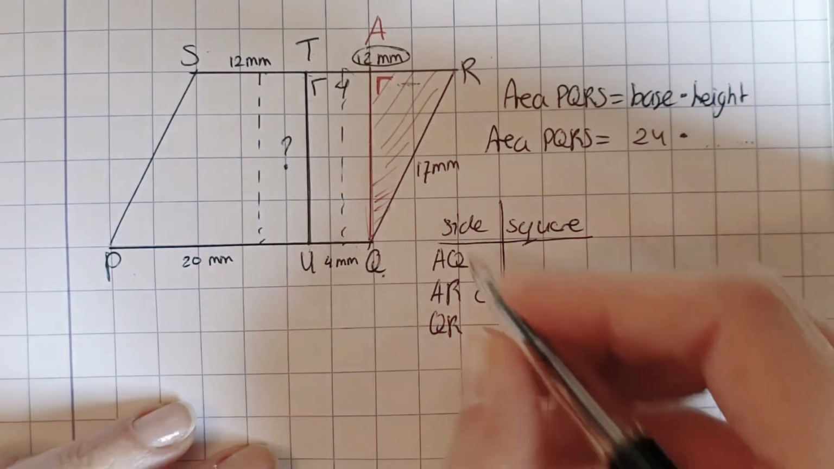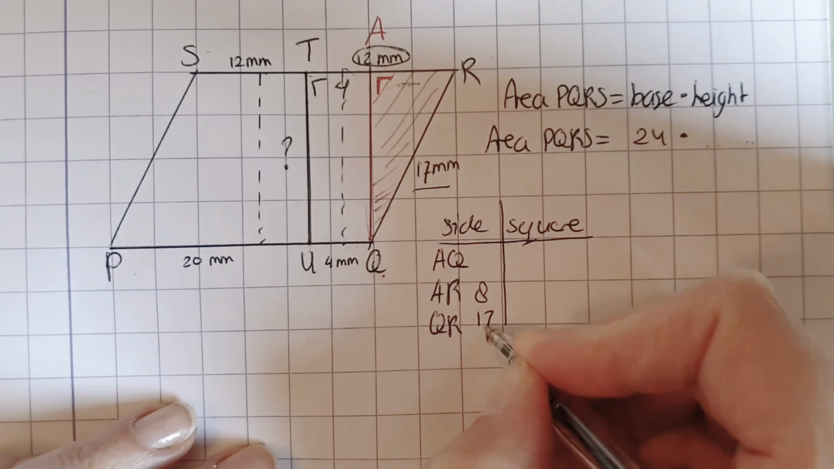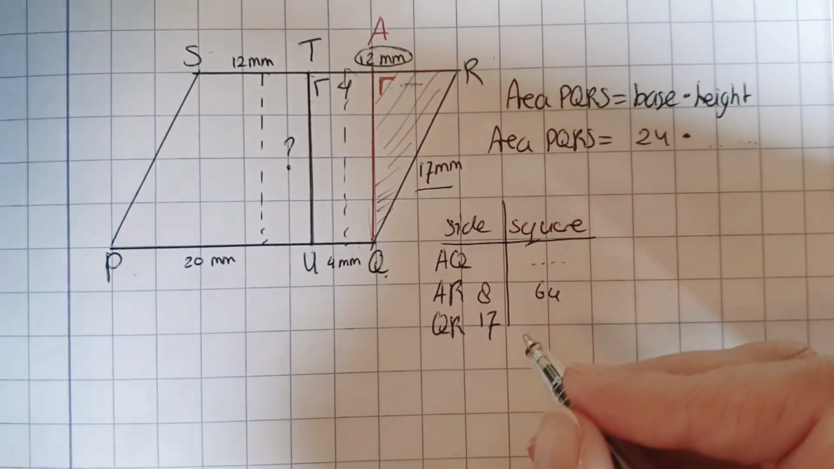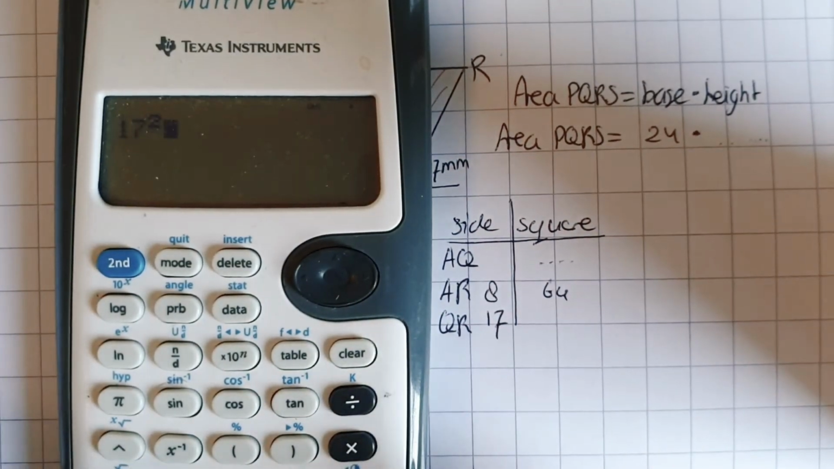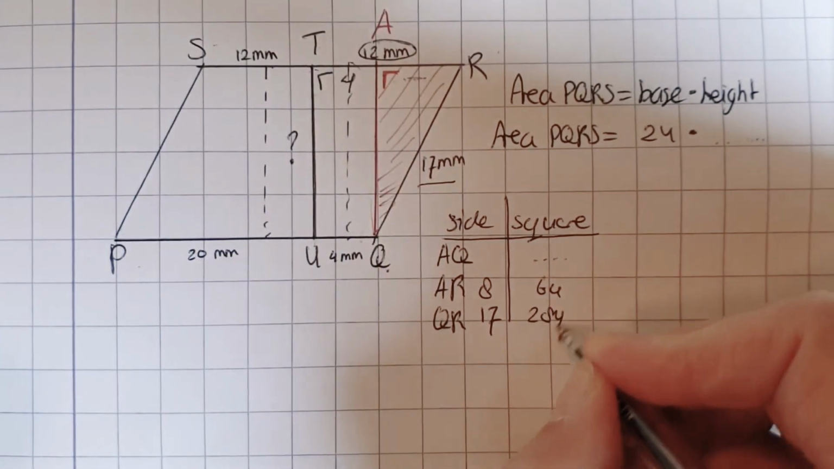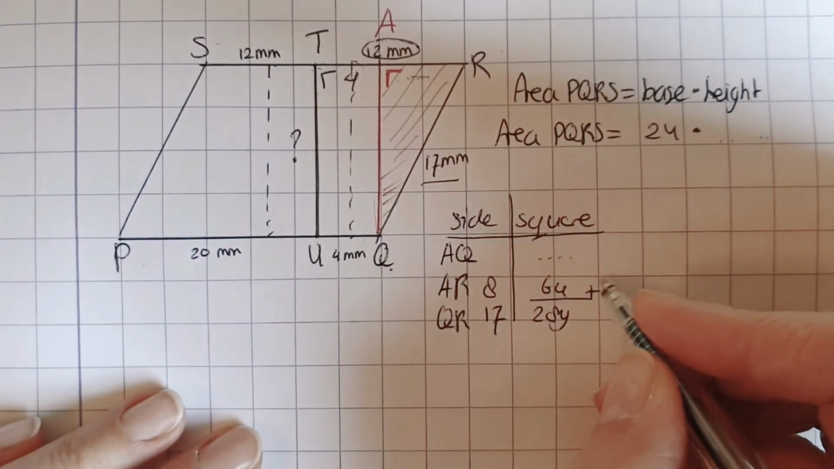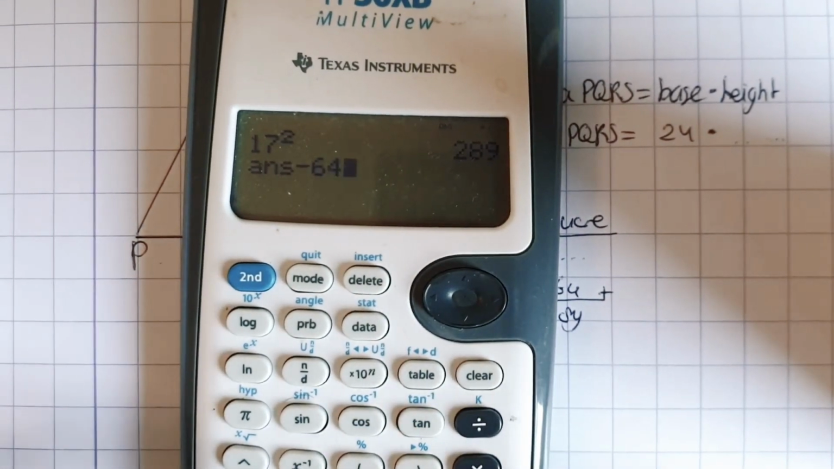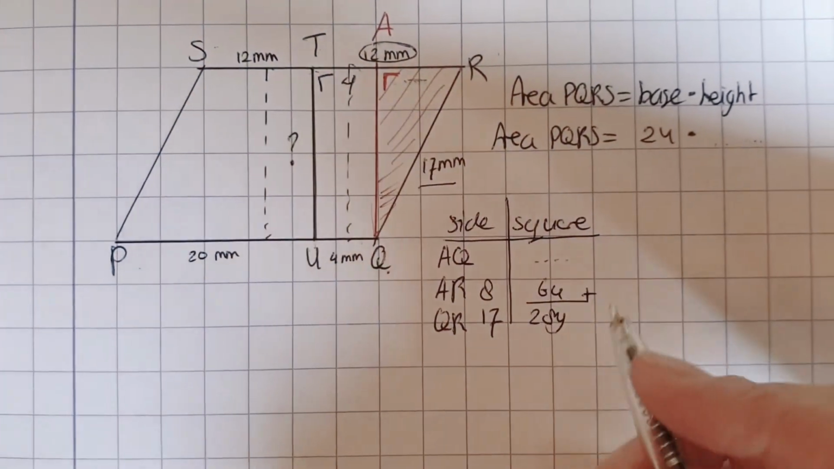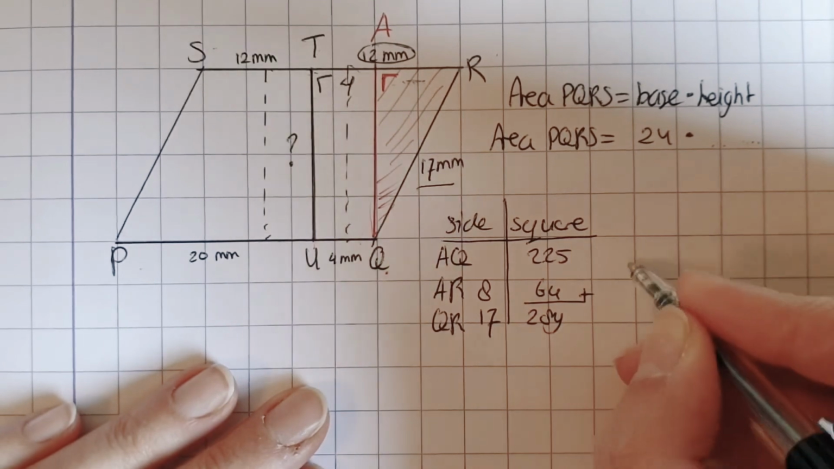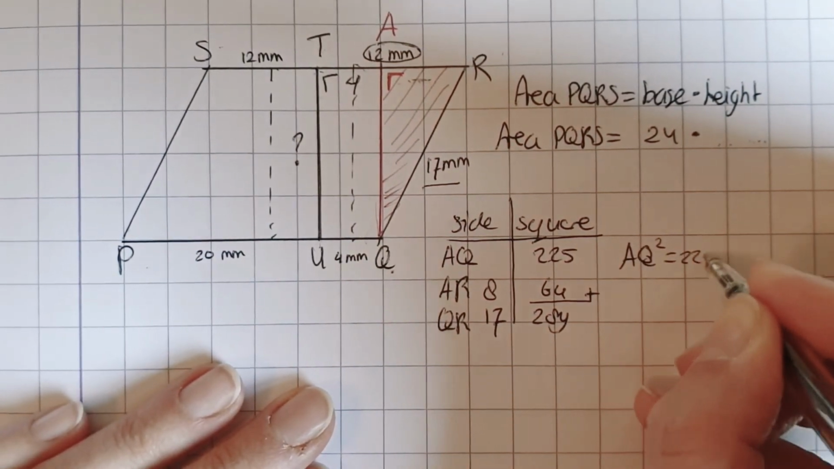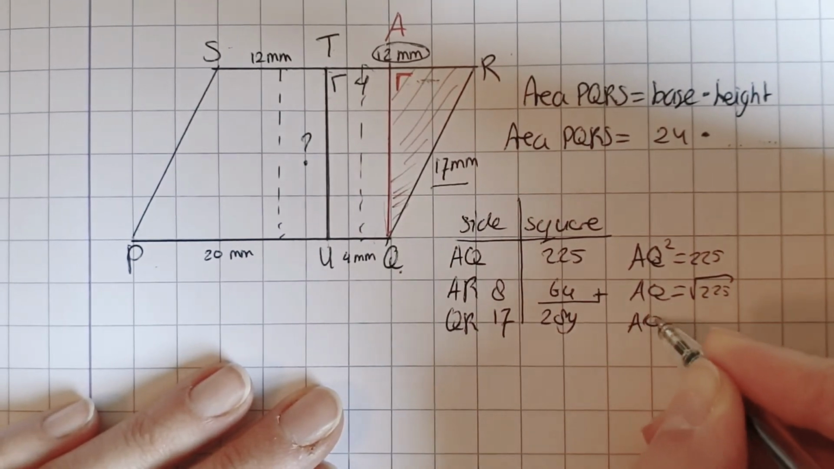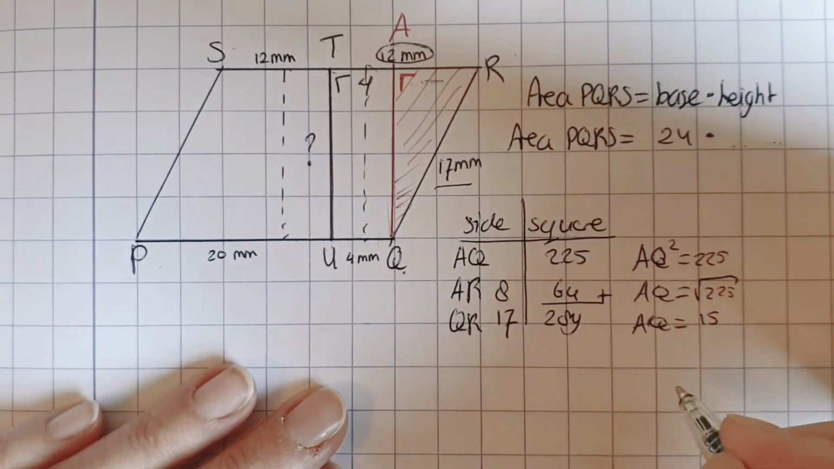And then QR, it says 17. So 17. Now I'm going to do it squared. I don't know this one. 8 squared is 64. And 17 squared is, you may use your calculator here, 289. Now, I need to calculate this. I'm going to do 289 minus 64. So this answer, minus 64, is 225. So I'm going to write down that this is 225. AQ squared is 225. AQ is the square root of 225. So AQ is 15. Of course, you knew this one, right?